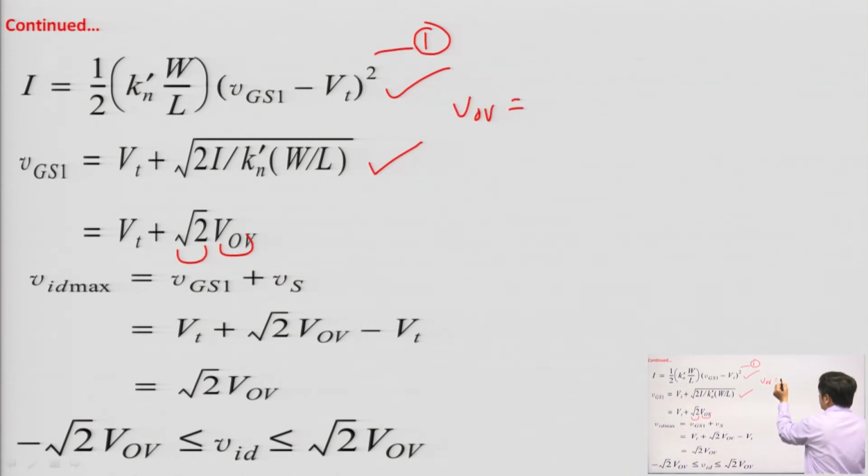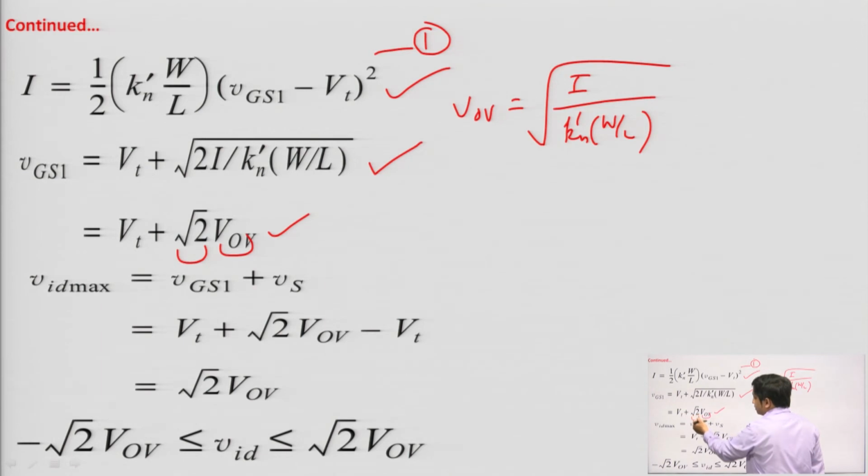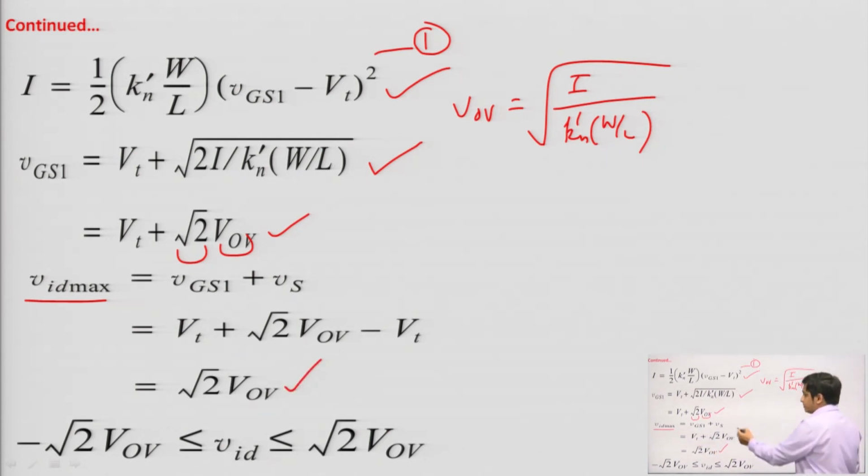VOV is basically what we have already seen, VOV is under root I upon Kn dash W by L, fine. That is why we have written it Vt plus under root 2 VOV. Now, what is the VID max? What can be the maximum value of VID? The maximum value of VID is the value at which the complete current, I, the total current, flows through the Q1 transistor, fine. So, in that case the VID max we are getting is under root 2 VOV. From this expression we can calculate it, fine.